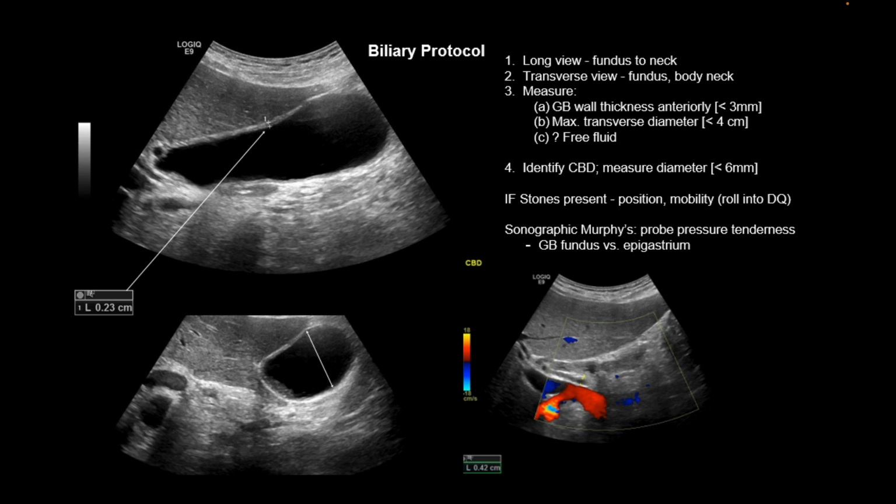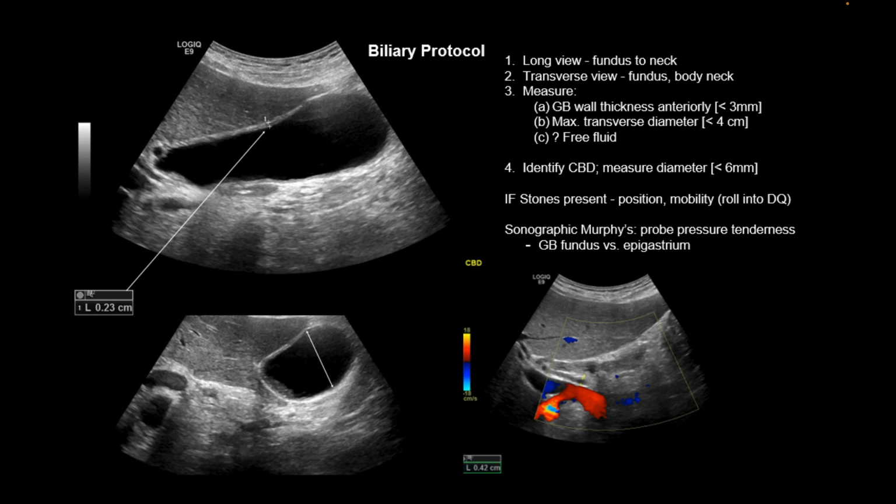Sometimes you can see it in the pancreatic head, but if you can identify the common bile duct and measure it from inner wall to inner wall, it should be under 6 millimeters. Now, obviously, if we do see pathology such as stones, we like to look at where they are. We like to roll the patient to see if they're mobile stones or if they remain lodged where they are.